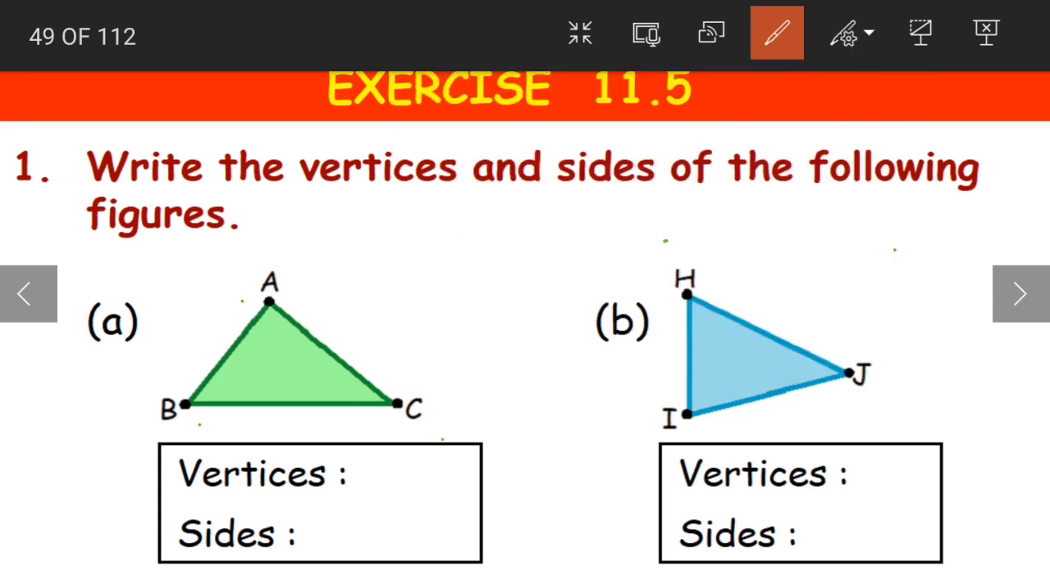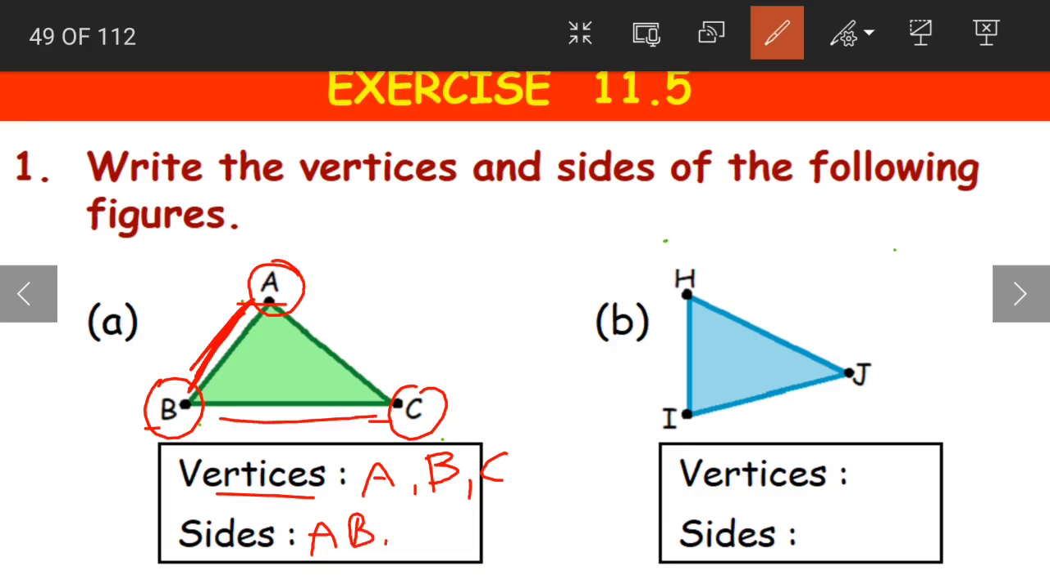We should write the vertices and sides. So first we are having triangle ABC. What are the vertices? The joining points of the sides: A, B, C. The vertices become A, B and C. Then what will be the sides, children? The line segments AB, BC, and then AC. So these are the sides and vertices of our triangle ABC.